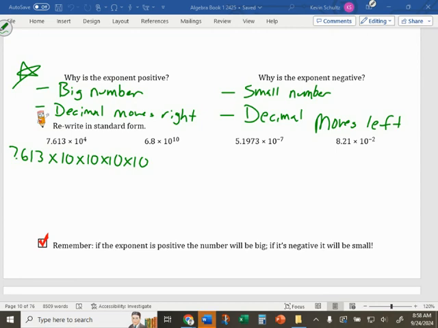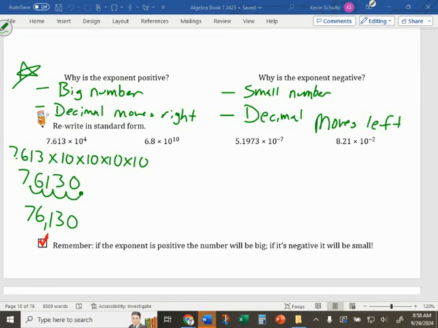That's why this exponent tells us how many times to move the decimal point to the right. So 7.613, 1, 2, 3, 4. What do we add there between the 3 and the point to get our original number back? A 0. So our original number was 76,130. Okay?